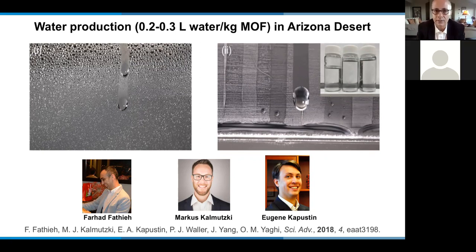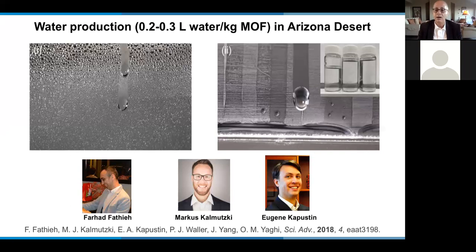Now, this is what you could do with one cycle, day and night. At night, you take up water from air. During the day, ambient sunlight heats it up, and you get the water out. And you have a way to condense it and collect it, as you see here. That's one cycle, day and night.